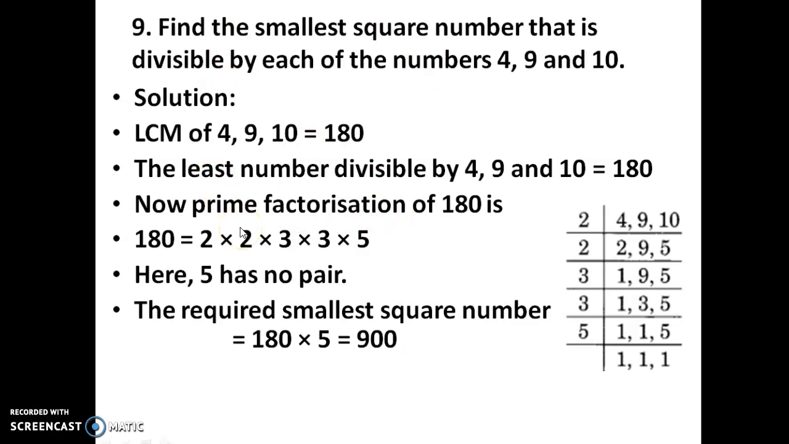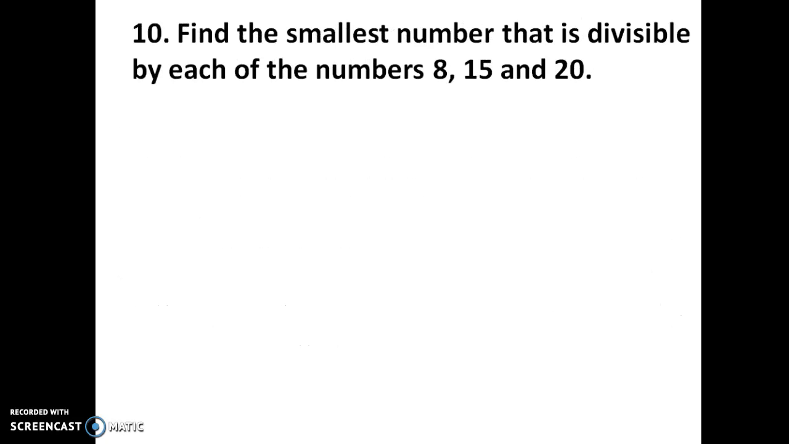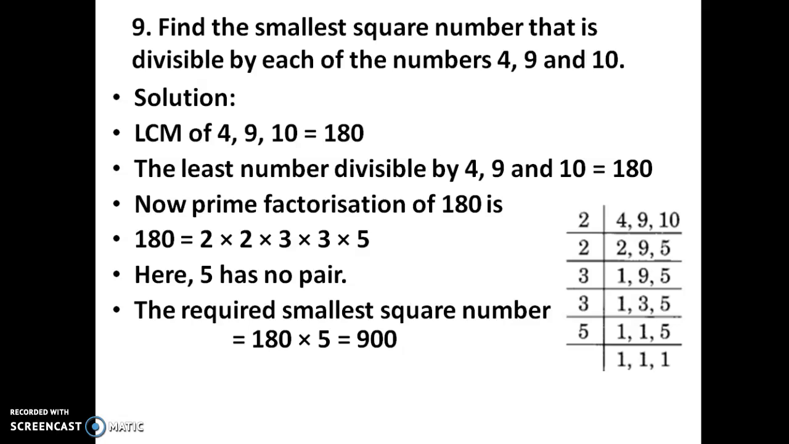Okay, so you see that 5 doesn't have a pair. So this number is to be multiplied by 5. Then the number 900 will be the least number which is divisible by all these three numbers, that is 4, 9 and 10. The number which doesn't have a pair, you have to multiply with the LCM. Then you will get the least number which is divisible by all three numbers.